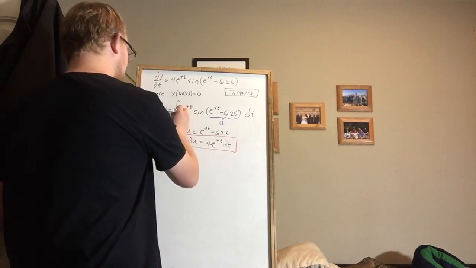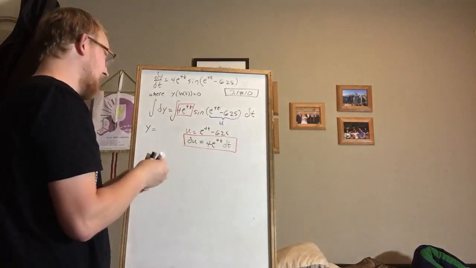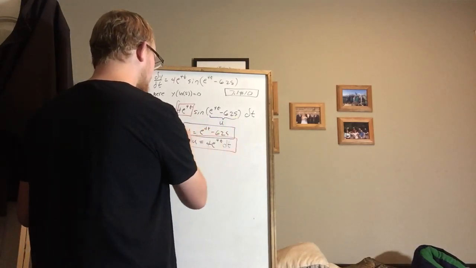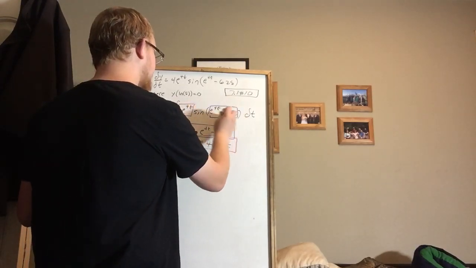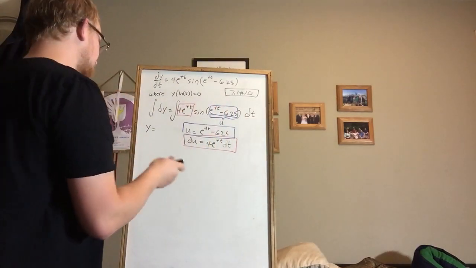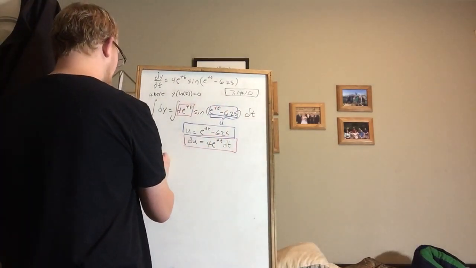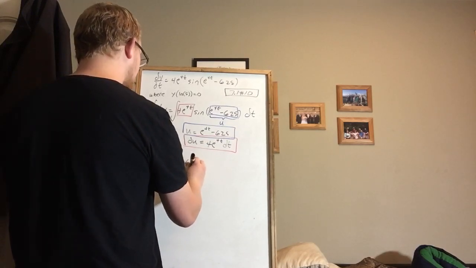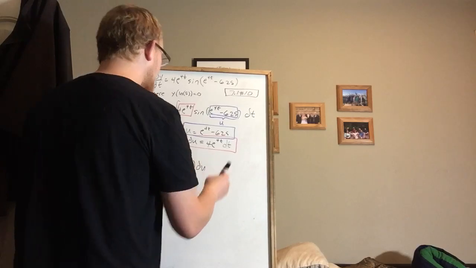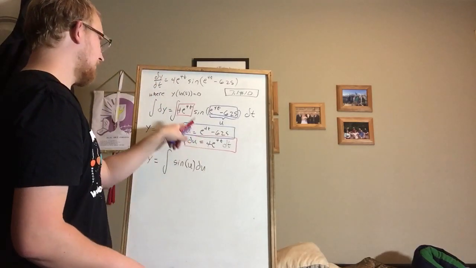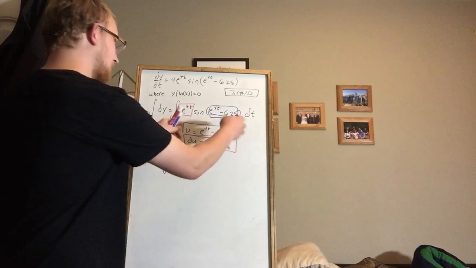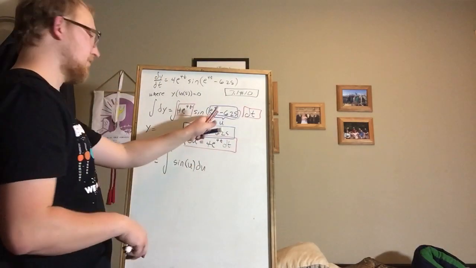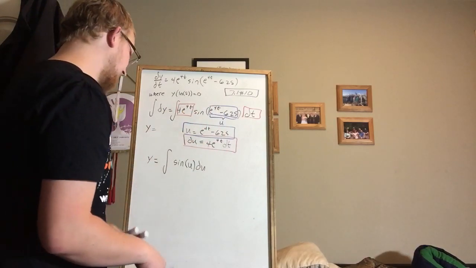my du can take care of this statement right here, and my u can take care of this statement. And when I go ahead and do that substitution, I'll find that y equals the integral of sine of u du, right? Because du took care of 4e to the 4t dt, it took care of these parts of the problem, and then the u is inside the sine, so the sine still remains.